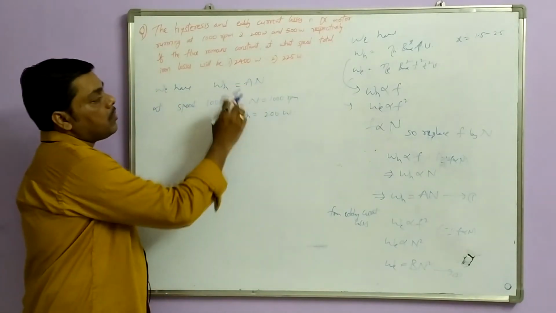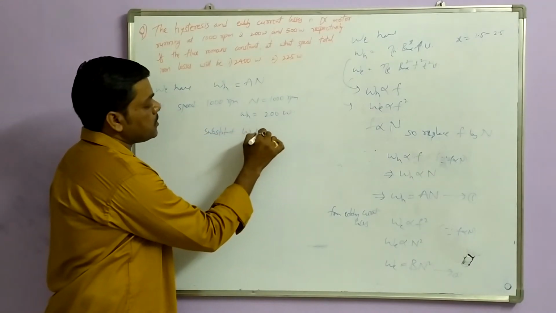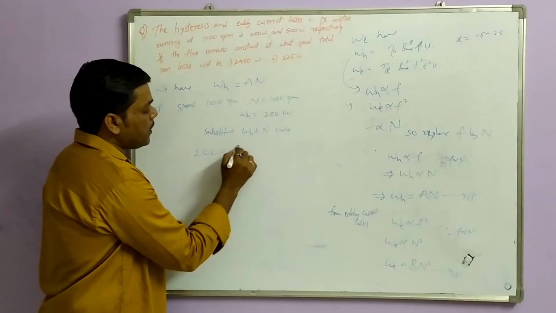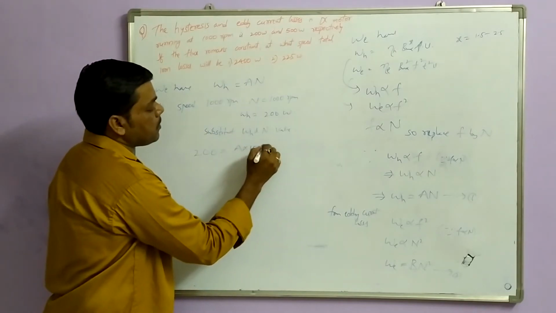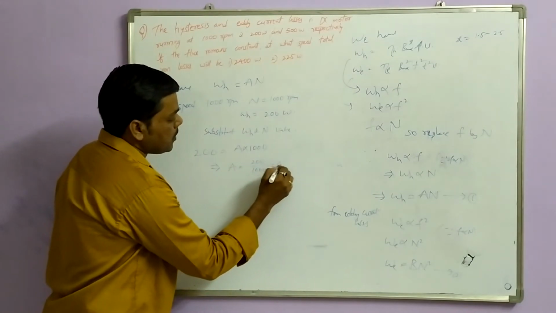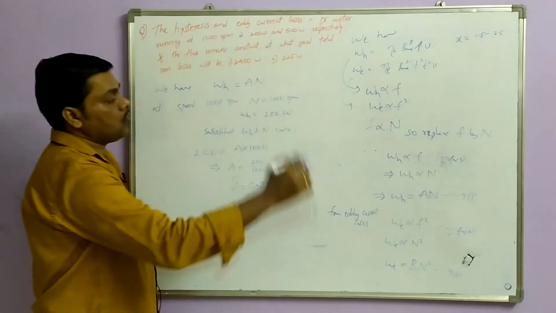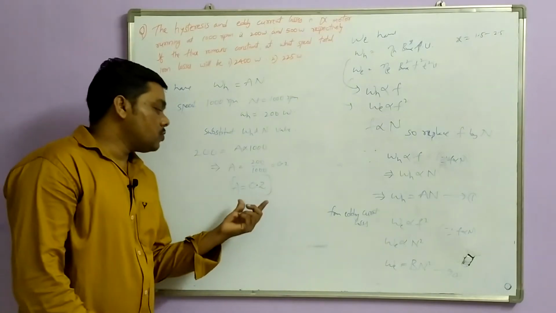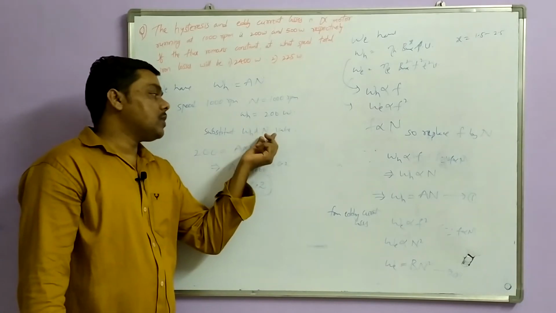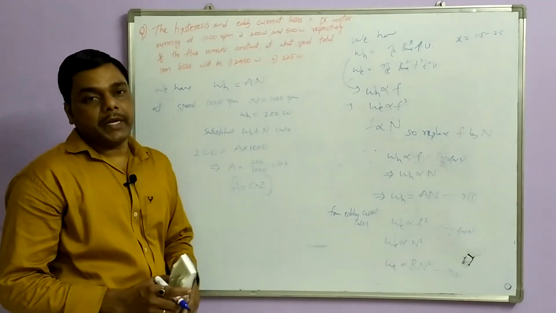Now substitute the WH and N values here. WH is equal to 200 and N is equal to 1000 rpm. So what is the A value you are getting here? 200 by 1000 is 0.2. So A is equal to 0.2. Now that the value of A is 0.2, you can calculate hysteresis losses at any speed. Just replace N by different speeds and you will get the hysteresis losses at different speeds.